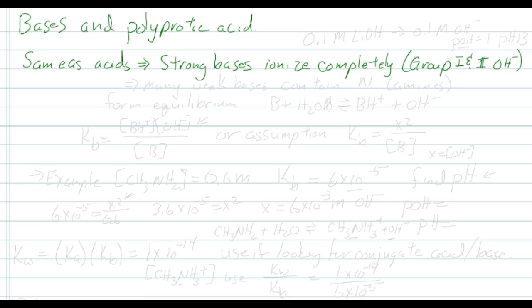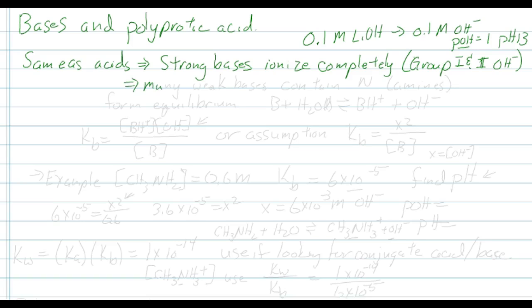So if you have 0.1 molar lithium hydroxide, that means you have 0.1 molar hydroxide, and pOH would equal 1, and the pH would then equal 13. So that's how you do it with strong bases. Exactly the same, but remember, you take the negative log to get the pOH, not the pH. So if they're asking you for the pH, you gotta go that way.